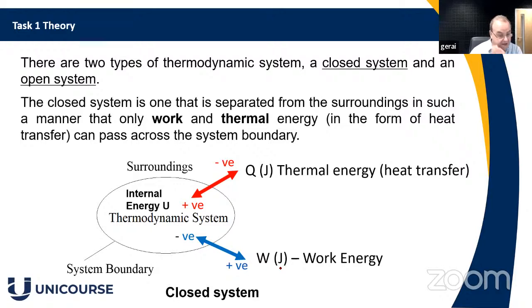And the other energy form that can cross the boundary is work energy, and we'll give that the symbol capital W. There's a sign convention that you have to be familiar with. So try and remember this. So the sign convention for transfer of energy from the system to the surroundings: if it's thermal energy or heat transfer, then out of the system, it's always referred to as negative.